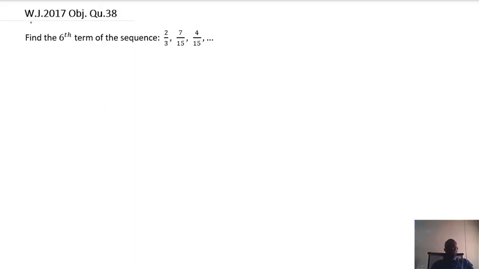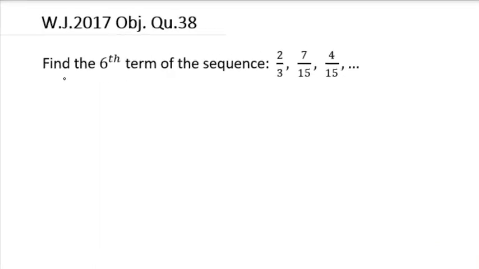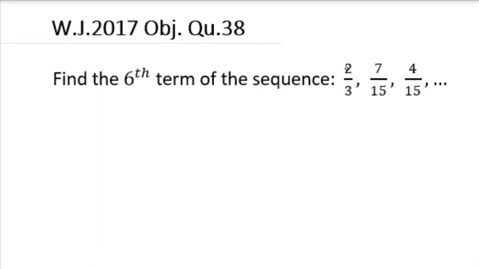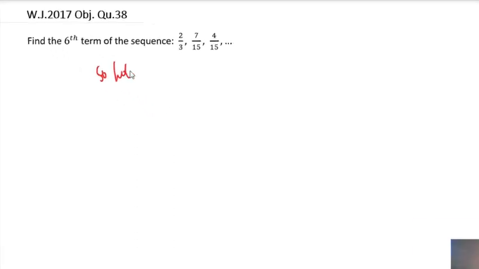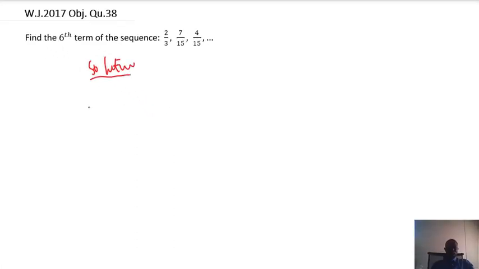Today we are going to tackle WASSCE June 2017 objective question number 38, and this is the question: find the sixth term of the sequence 2/3, 7/15, 4/15, and so on. So we have 2 over 3, comma, 7 over 15, comma, 4 over 15.